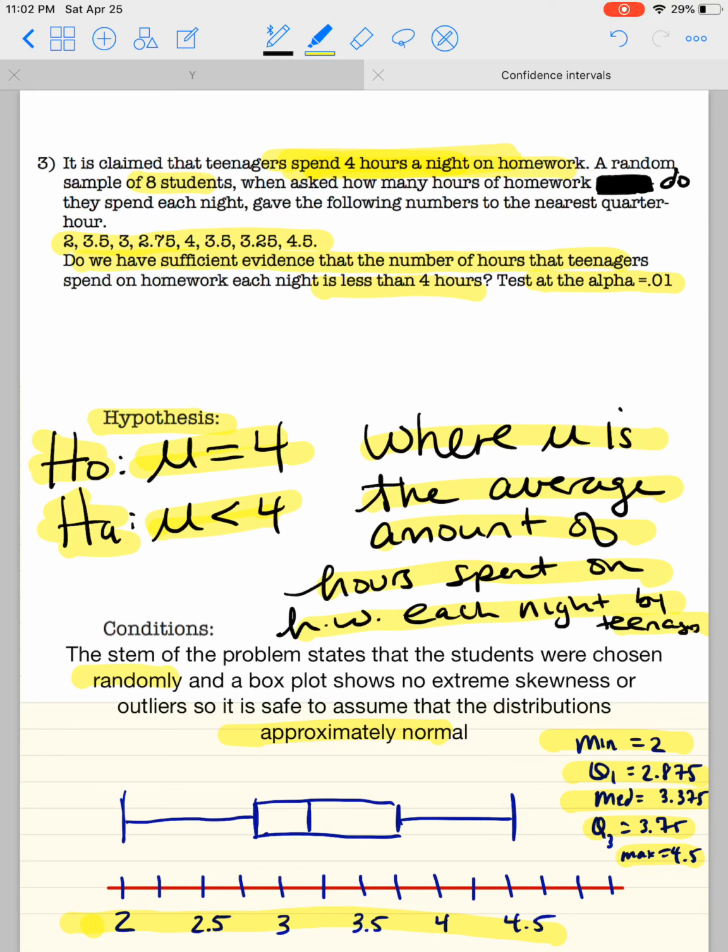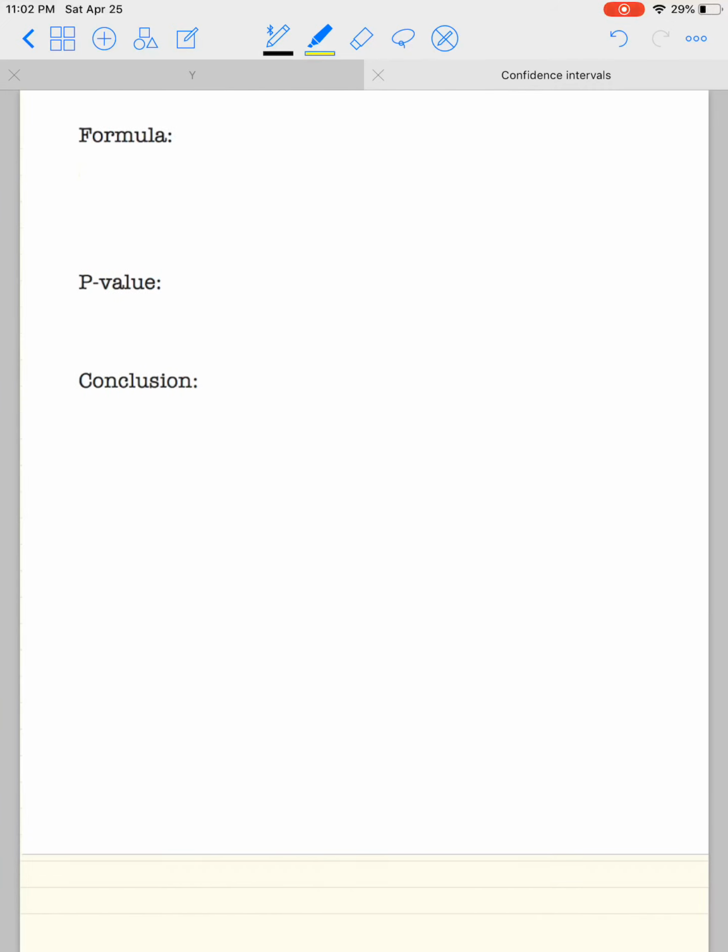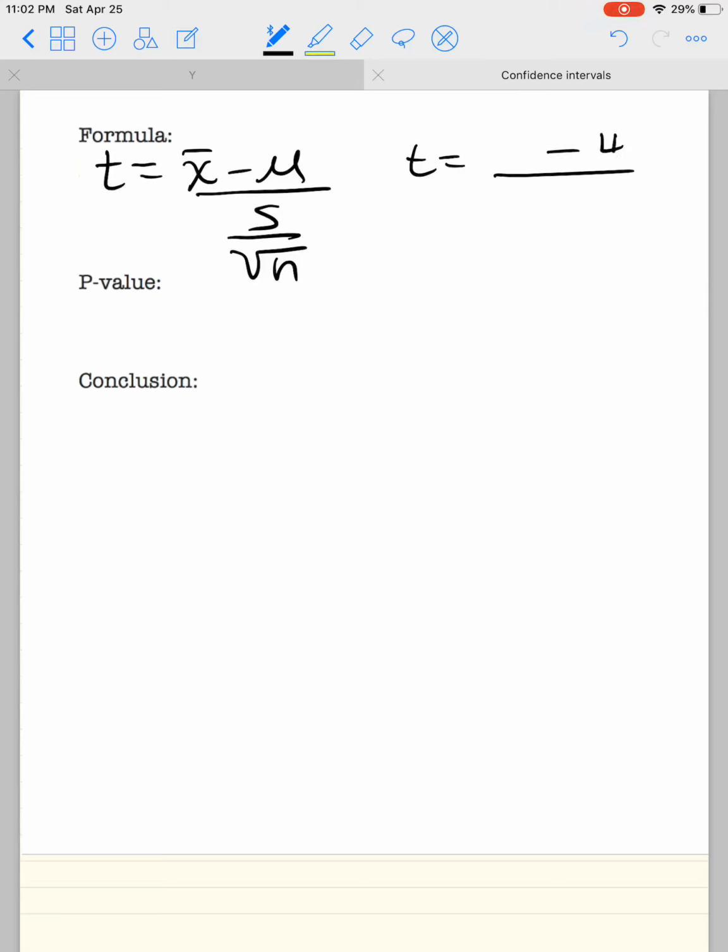So step 1 is your hypothesis, step 2 is your conditions. Step 3 is the formula. Okay, here's our formula. Our formula is going to be t is equal to x bar minus mu over s over the square root of n. Remember, t's always go with s. I only have half of these numbers. In other words, I only have 4 and 8. But don't worry, we'll get this stuff after we run the test. We'll get x bar and s.